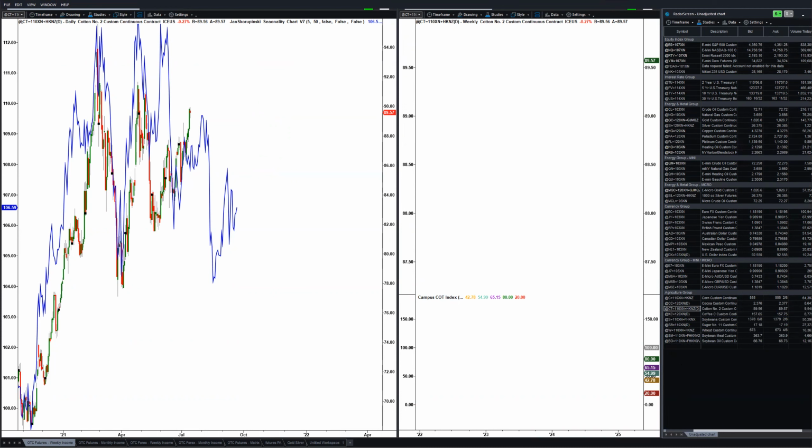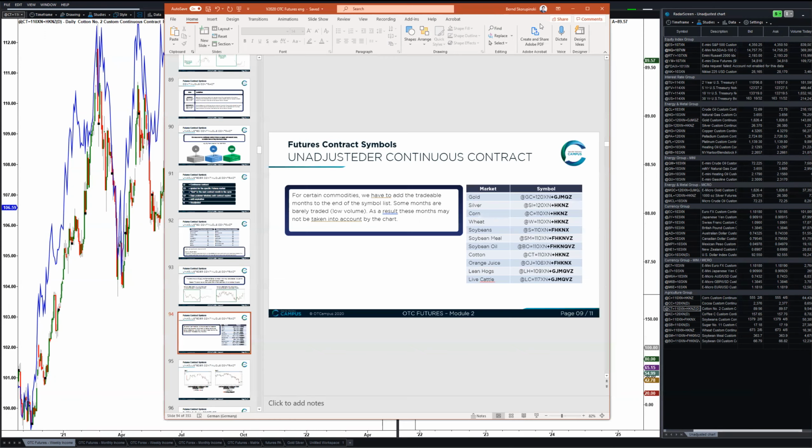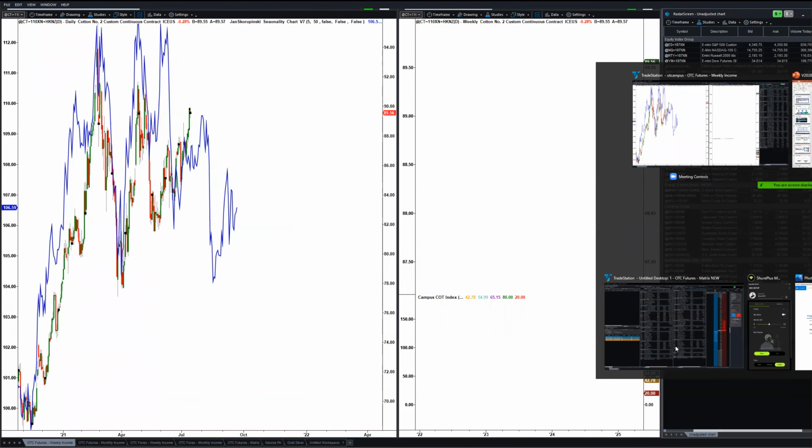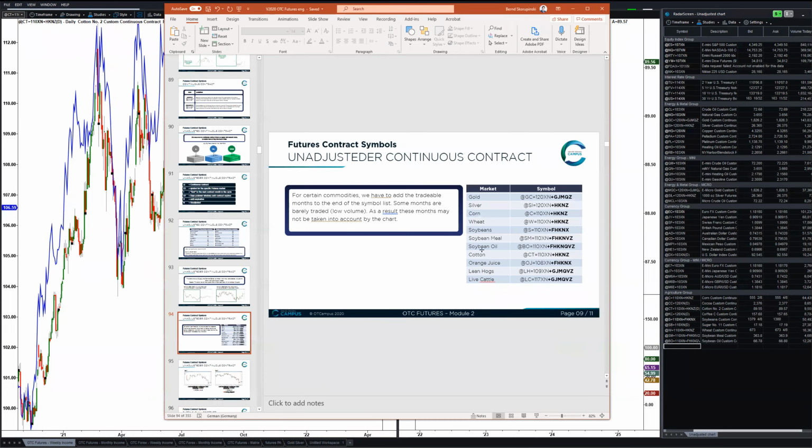You can do this yourself then as well. So what is missing? Oats and rough rice. So oats and rough rice, I've never added, right? So now what do we do with oats and rough rice? For now, I don't have it here in the list.